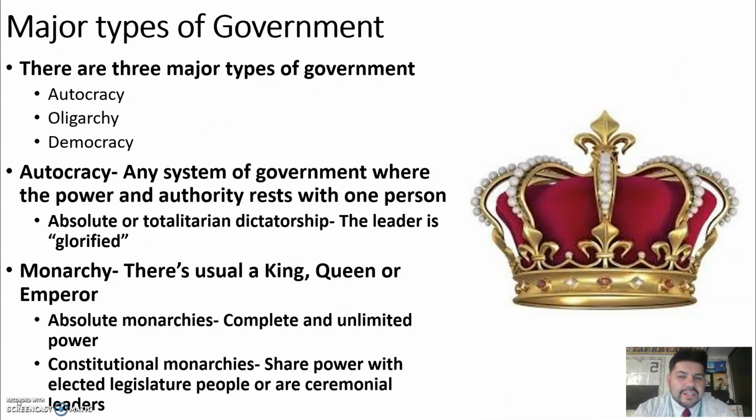Now, there are three major forms of government: autocracy, oligarchy, democracy. All right, now we're going to look at each one of them, and we're going to see how in each section they kind of have a little splinter group. Okay, so first, autocracy. Autocracy is any system of government where the power and authority rests with one person. A great example of this is an absolute or totalitarian dictator. Now, these guys usually tend to glorify themselves. A great example would be Adolf Hitler.